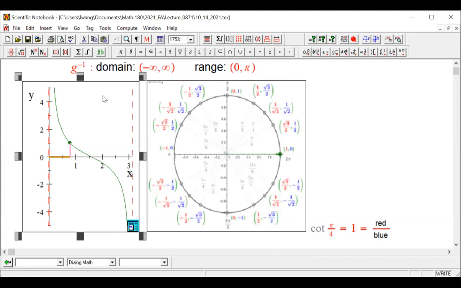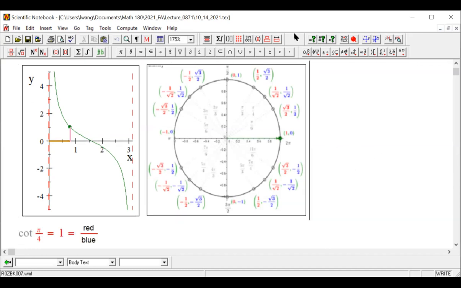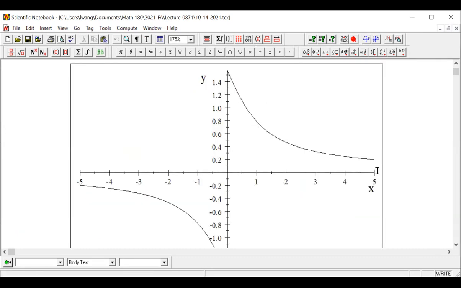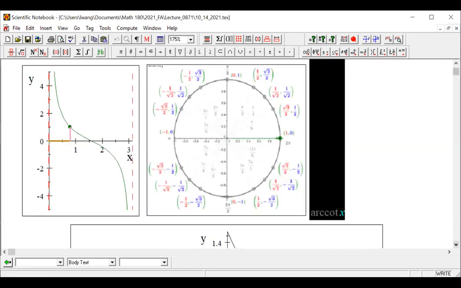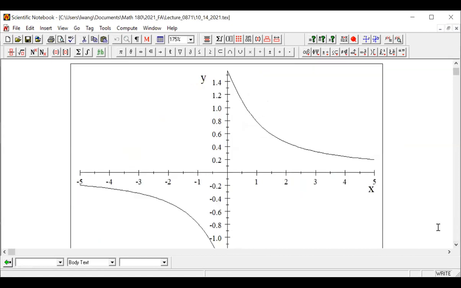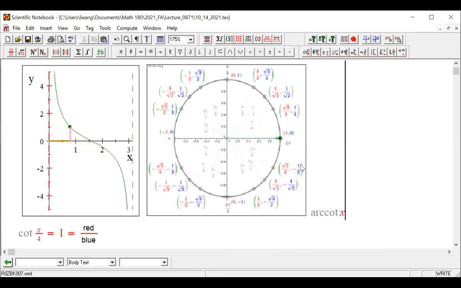Now with this function, we're going to have an inverse. So let's draw the inverse. It's at our fingertips, but sometimes some of the software doesn't produce it. ArcCotangent. Let's see if it produces a curve for us. Oh, it doesn't actually. You see, this software doesn't produce ArcCotangent. What a shame. But that's okay. I know a place that produces it.